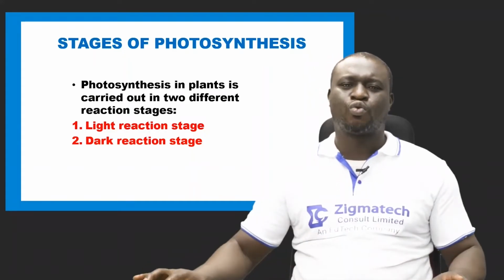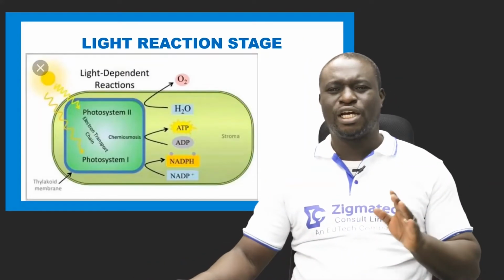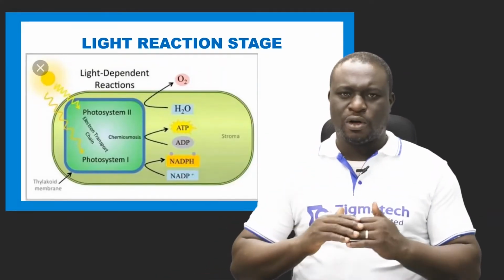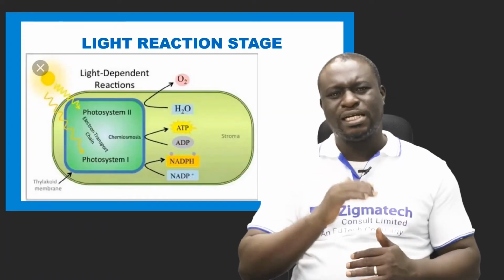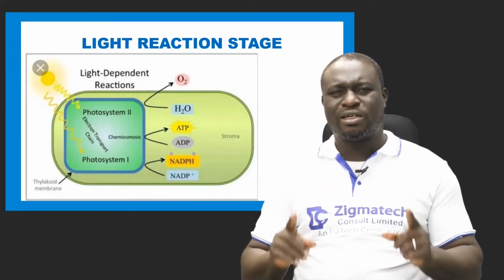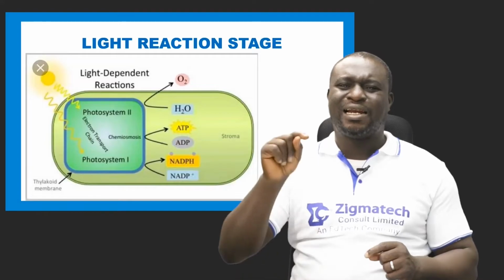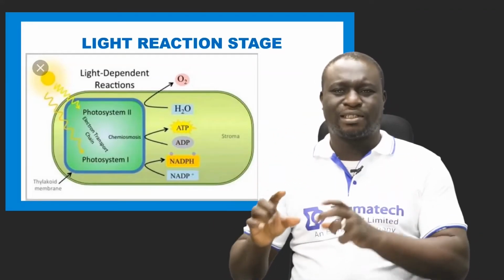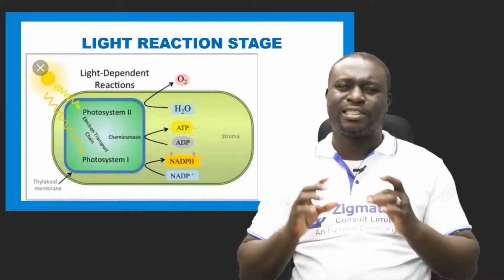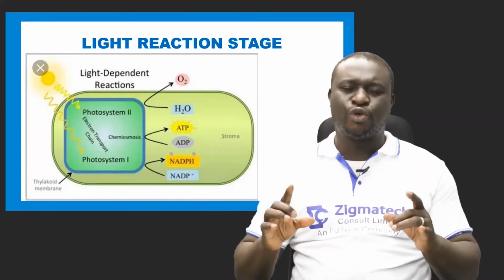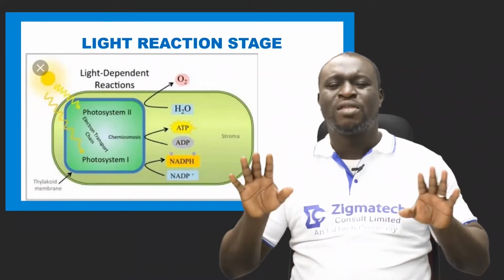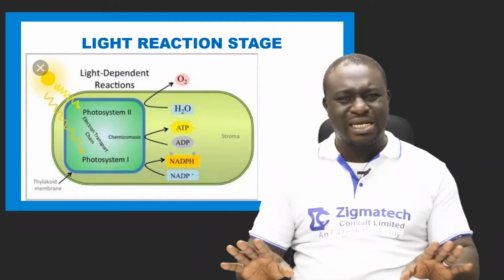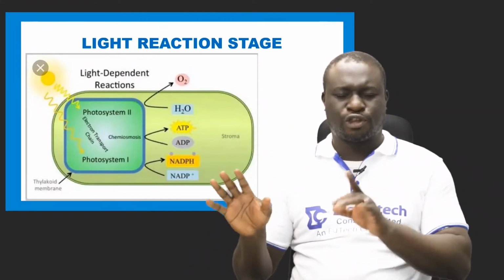Now, let's take a look at what light reaction stage is all about. Now, there are several steps you should take note of in the light reaction stage, and I'm going to list out some of these steps. Now, number one, the first step: as the name implies, light reaction stage simply means it occurs during the day, or it occurs in the presence of sunlight. So light reaction stage begins with the use of sunlight.